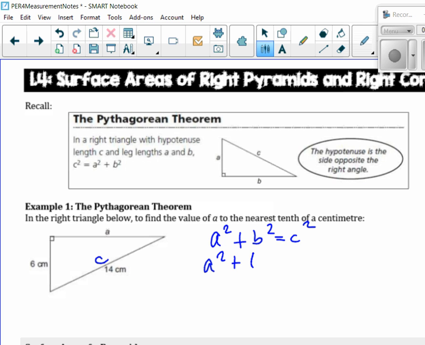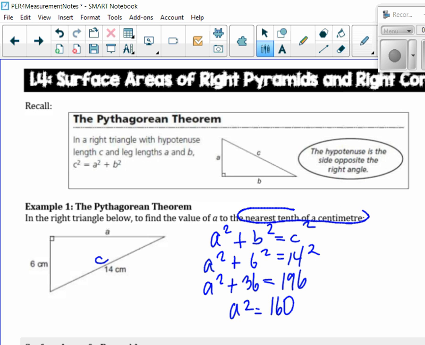So A squared plus 6 squared equals 14 squared. A squared plus 36 equals 196. A squared equals 160. And it says you need to do it to the nearest tenth, and some people are having a problem with that. You need to figure it out. So the square root of 160 is 12.649. What is that rounded to the nearest tenth of a centimeter?